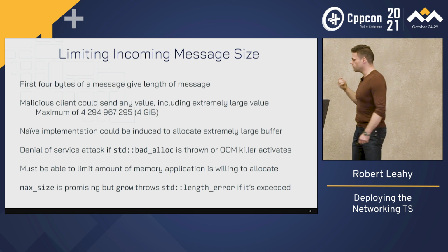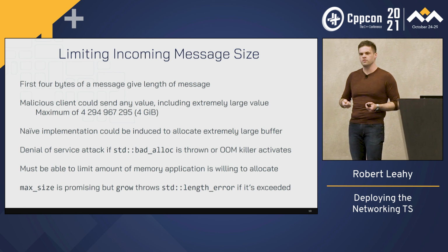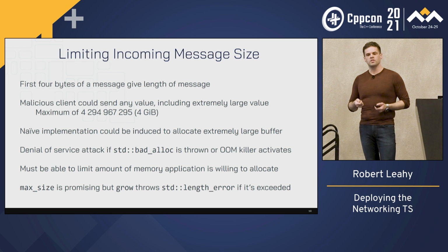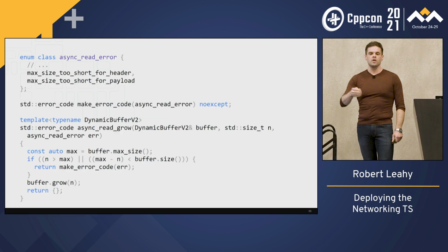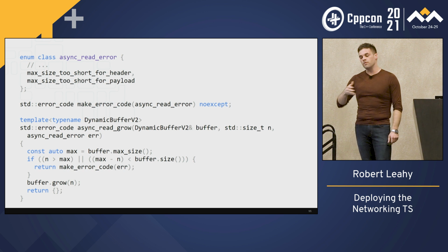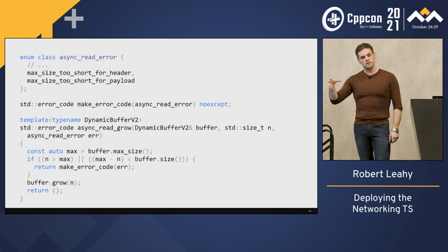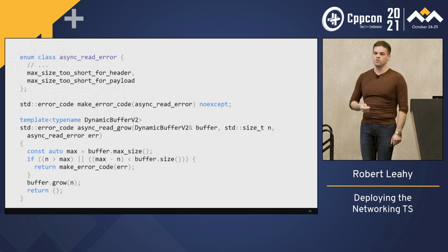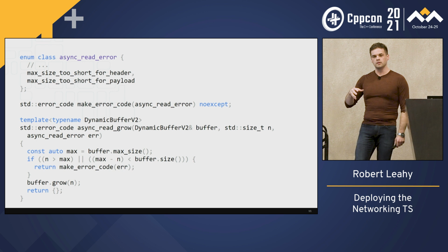But max size is still sitting there. It's part of a policy about memory allocation that we're having injected into us. It's oh so promising. And so what I've done in the implementation of async read is I've regarded it as a policy. I have an enumeration of all the errors async read can emit, and only the relevant ones are there on the slide. Max size too short for header, in the case that max size is too short for me to allocate even space for the header, 5 bytes. Max size too short for payload as well, in case the max size is too short for me to subsequently allocate space for the payload.